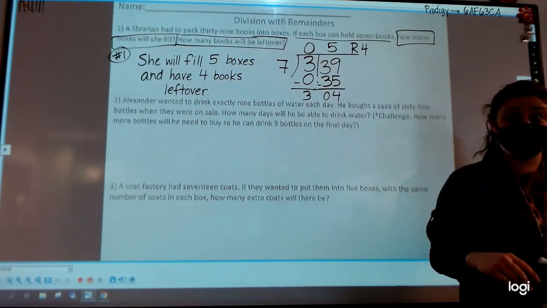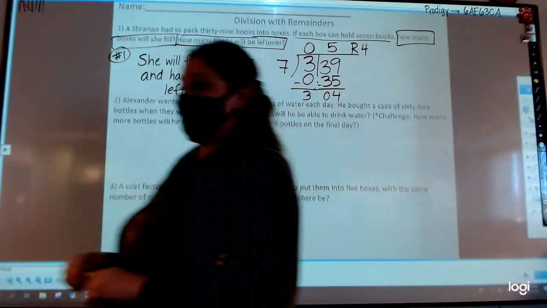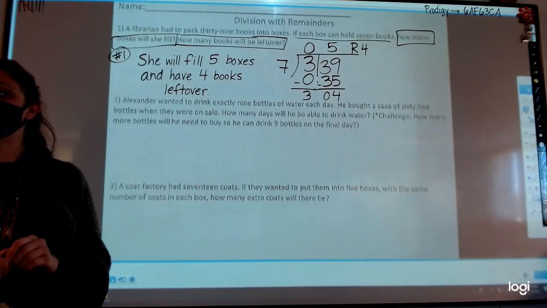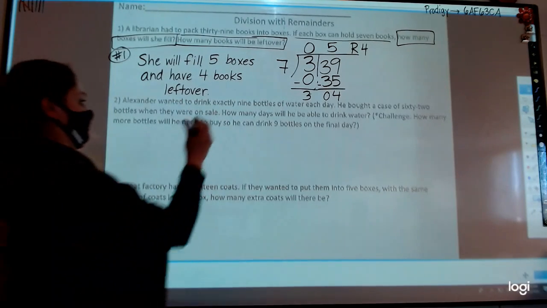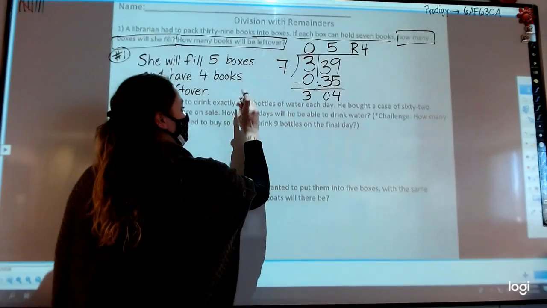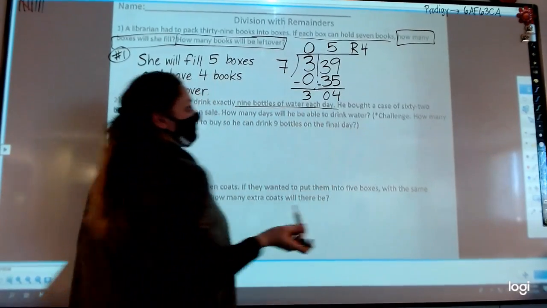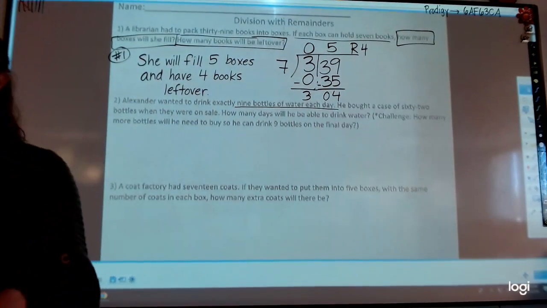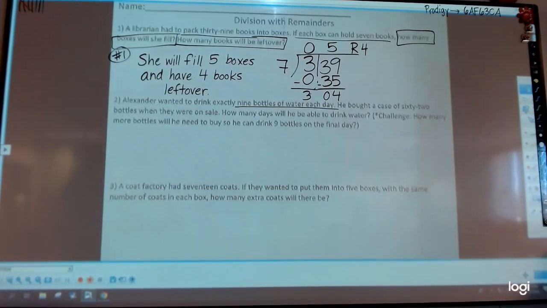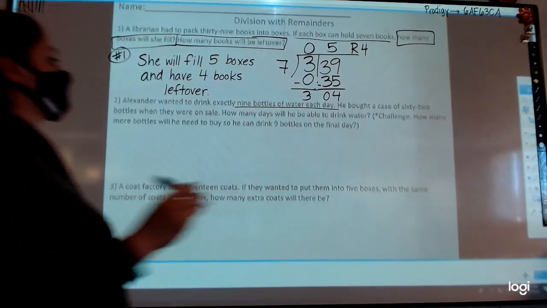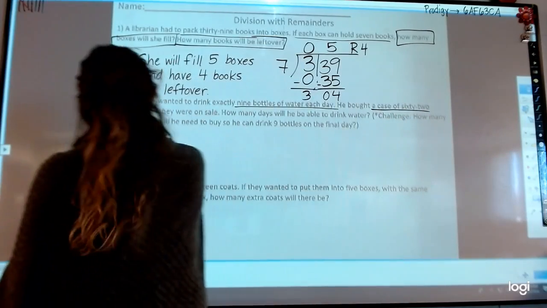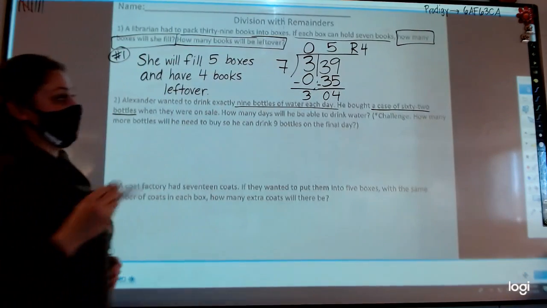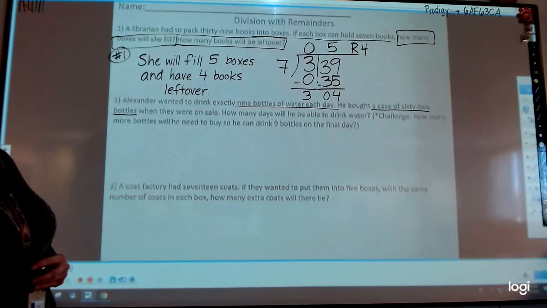So first, we need to mark up our important stuff. Okay, what's important in this problem that we'll need to know to solve it? Chloe? 9 bottles of water each day. Yep, 9 bottles of water each day. That's how much he needs. What else is important to know? Cadence? 62 bottles. He bought a case of 62 bottles. So he has 62 bottles. He wants to drink 9 a day.